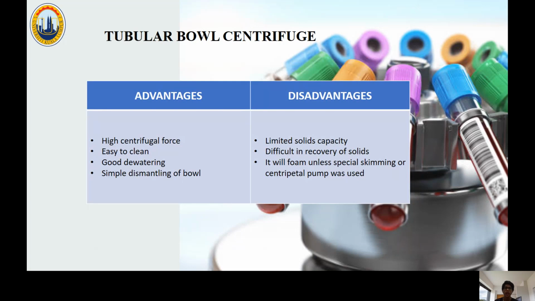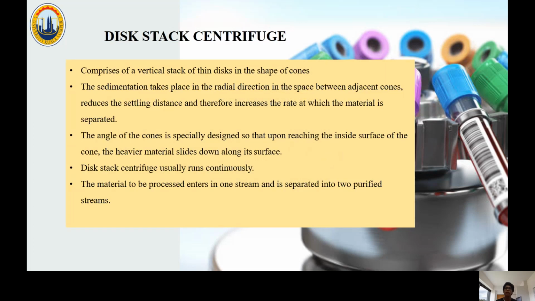Tubular bowl centrifuge has its own advantages and also disadvantages. For the advantages, it has high centrifugal force and is easy to clean. It also has good dewatering and simple dismantling of the bowl. For the disadvantages, it has limited solids capacity and is difficult in recovery of solids. It also needs pressure skimming or a centripetal pump to be used.